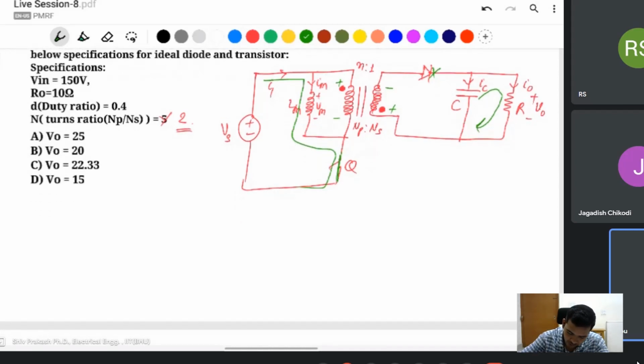Then when switch is on, Q is on. In that time, the magnetizing inductance of the transformer stores the energy, and Vm is directly proportional to Vs equation, and IC minus of I naught. Current will flow like that. For the reference, you can take V naught by R.